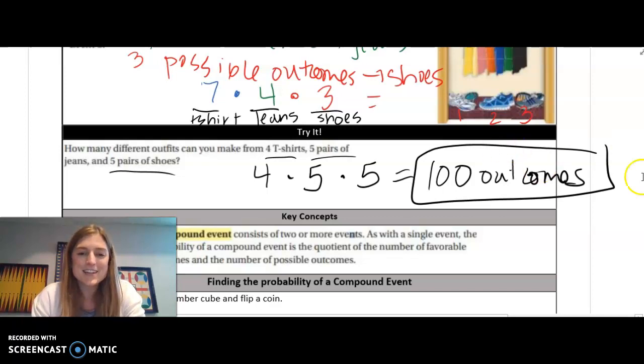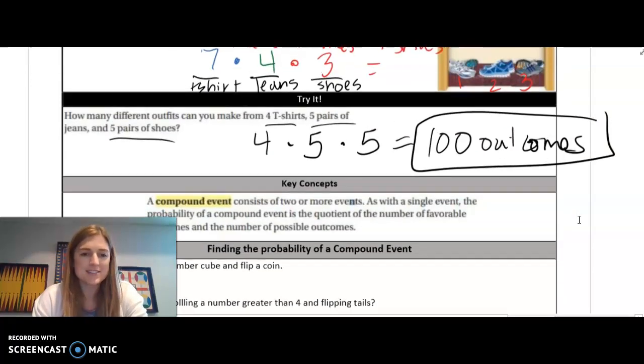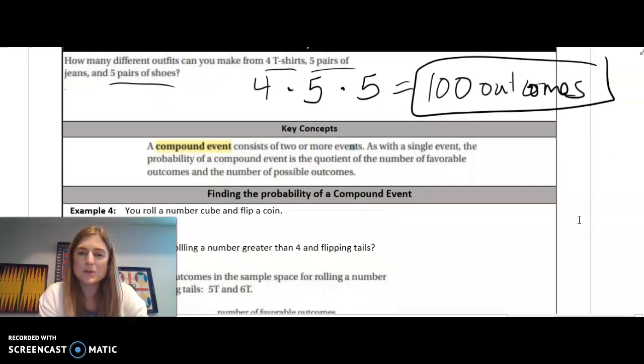Okay, last concept, and that is compound events. So a compound event is this wonderful definition right here. It consists of 2 or more events. So not just one event, 2 or more. As with a single event, the probability of a compound event is the quotient, which is the division problem, of the number of favorable outcomes and the number of possible outcomes.